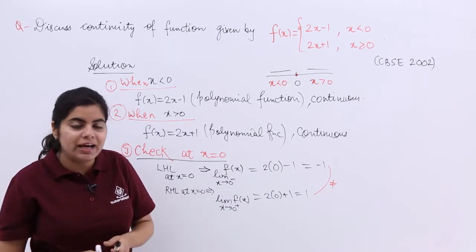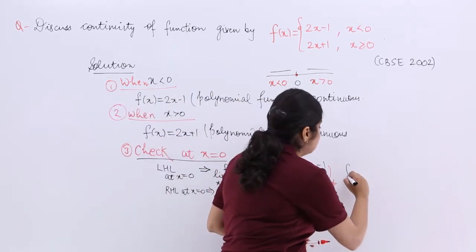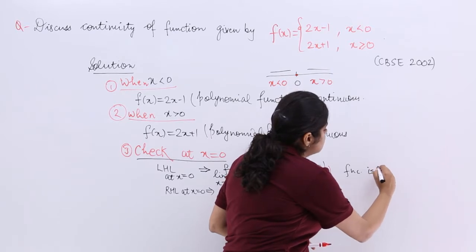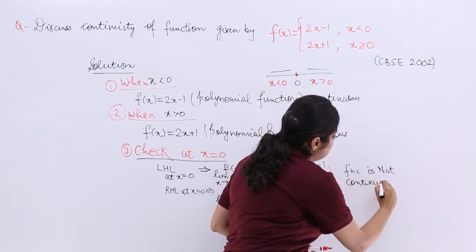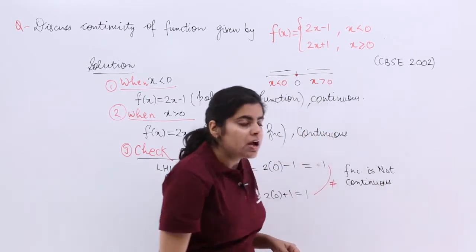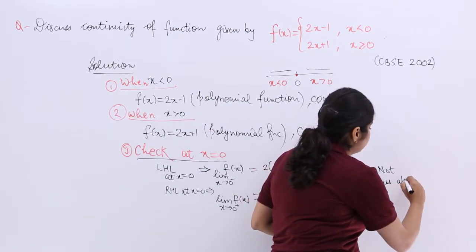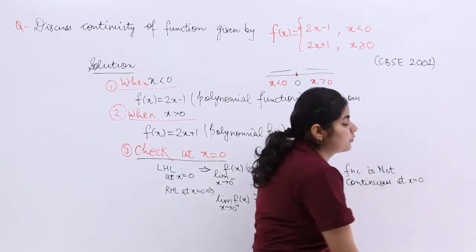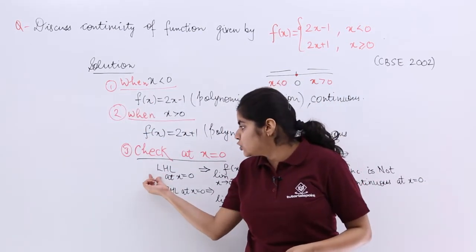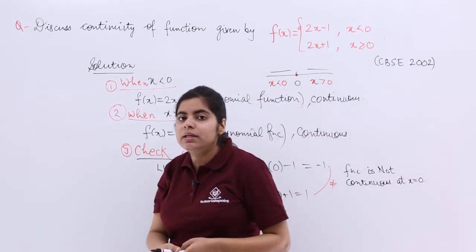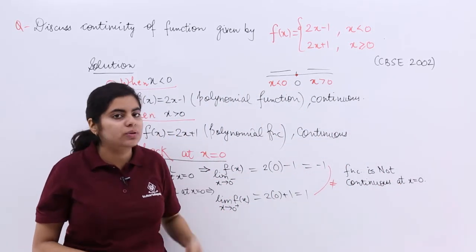Since LHL and RHL are not equal, I say that my function is not continuous. Function, in short, I always write f n c. My function is not continuous at x equal to 0, because the left hand limit and the right hand limit, I took both, and they are not equal.